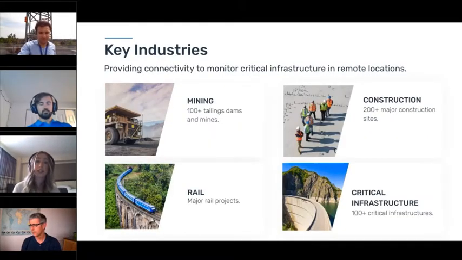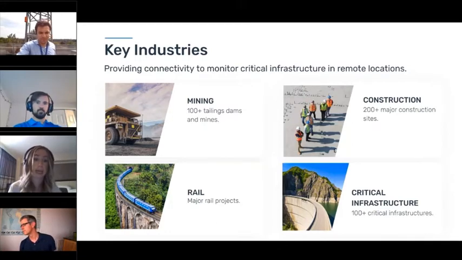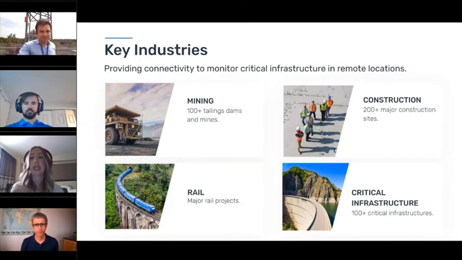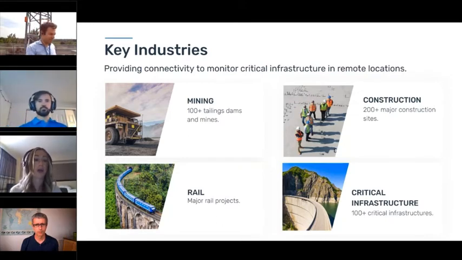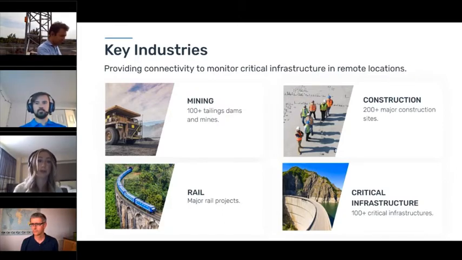So some of the key industries that we work in include mining. So we're in, as I said, 100 plus tailing dams and mines, construction, 200 plus major construction sites across the globe. We work in rail, on major rail projects, and then also critical infrastructure as well. So we're really providing connectivity to monitor any kind of critical infrastructure in these really remote locations.